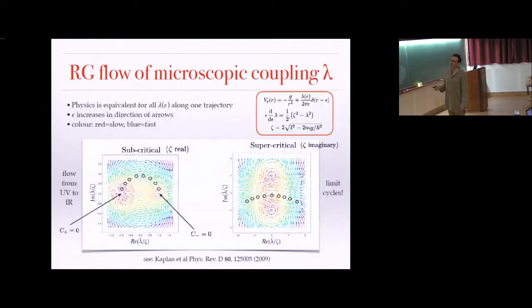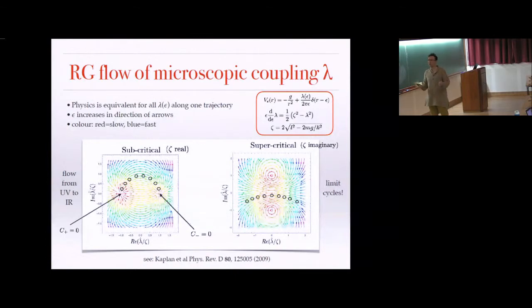And what you get is the following flow diagram. Basically, you get this flow from UV to IR, from very small scales to large scales. What I'm plotting here is the microscopic coupling lambda: this is the imaginary part of it, and this is the real part of it. If we want to keep it real, then we just live on the real line here. But we're also allowed an imaginary part. And so you have these two fixed points. One fixed point corresponds to one of these two coefficients being 0, the C plus, and that's the UV fixed point, and then the IR fixed point corresponds to C minus being 0.